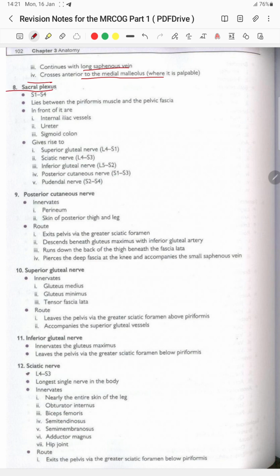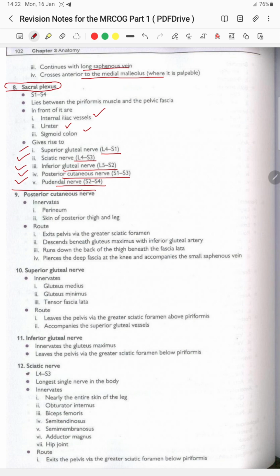The sacral plexus is S1 to S4. It lies between the piriformis muscle and the pelvic fascia. In front of it are the internal iliac vessels and the sigmoid colon. It gives rise to the superior gluteal nerve L4 to S1, the sciatic nerve L4 to S3, the inferior gluteal nerve L5 to S2, the posterior cutaneous nerve S1 to S3, and the pudendal nerve S2 to S4.